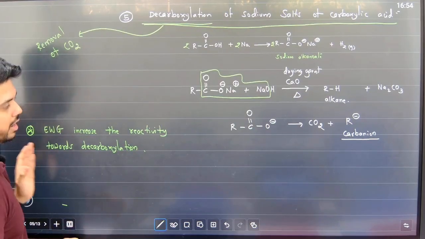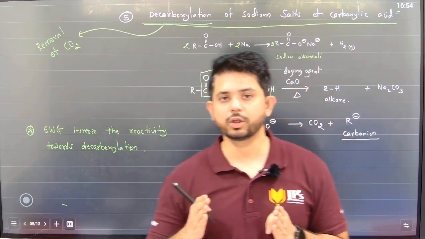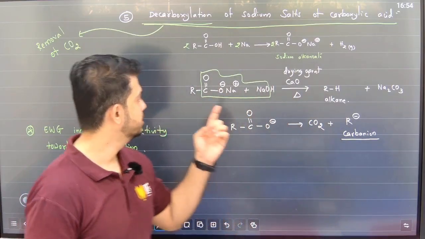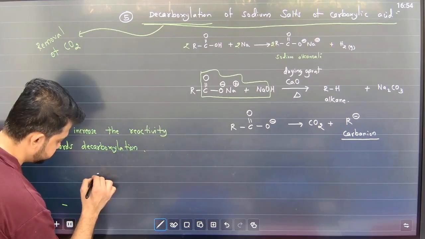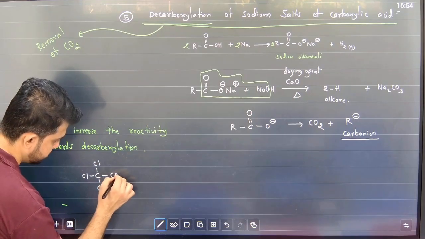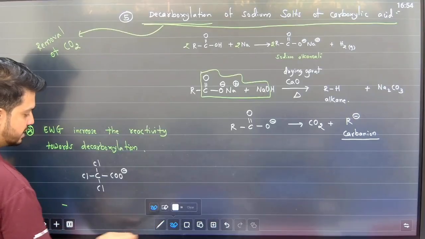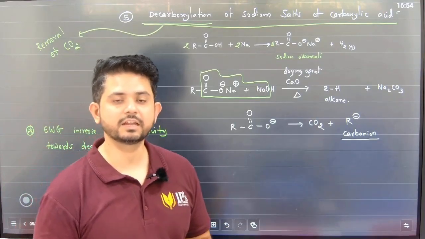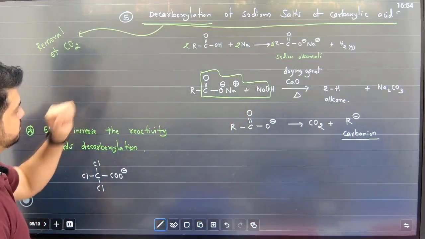So I hope everyone knows what electron withdrawing groups are. So if an electron withdrawing group is present on your sodium salt, let me give you an example. Here Cl has a negative I effect, an electron withdrawing effect, and that will increase the reactivity towards decarboxylation. This was the fifth reaction.